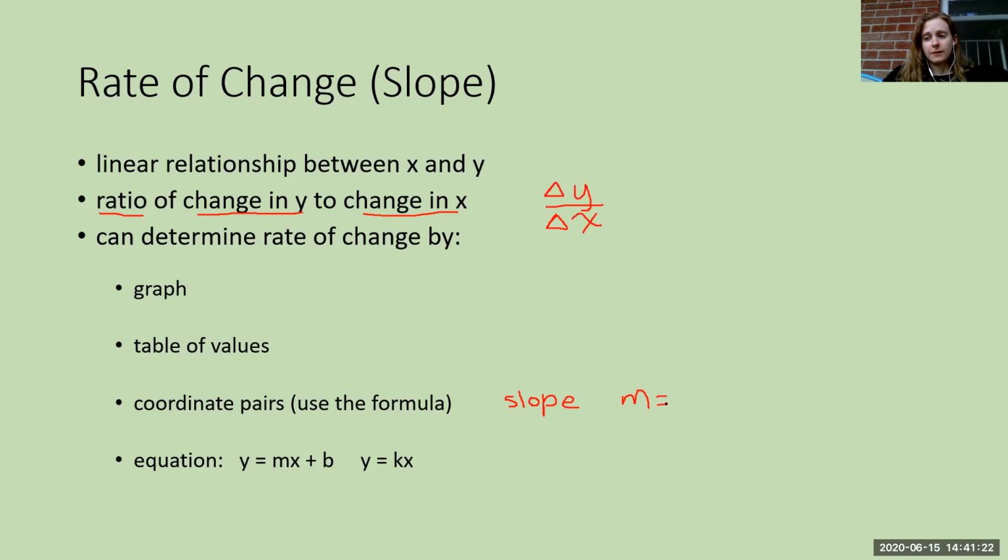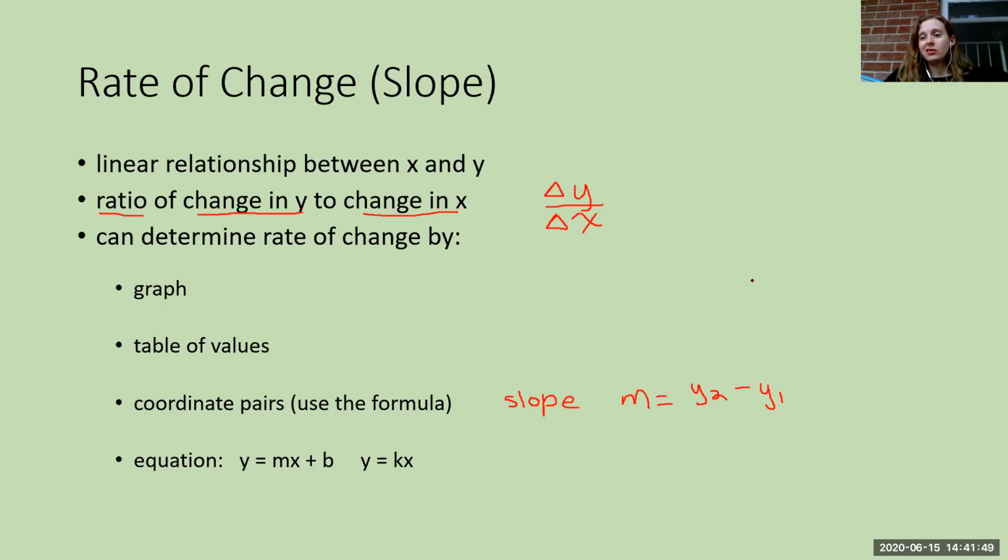M is just a stand-in for slope, just a thing that we use. We use the letter M as shorthand for slope sometimes. So on your formula sheet, you will see that it says M equals y2 minus y1. And so that goes back to what we were talking about in terms of change, right? So we were talking about change in y.